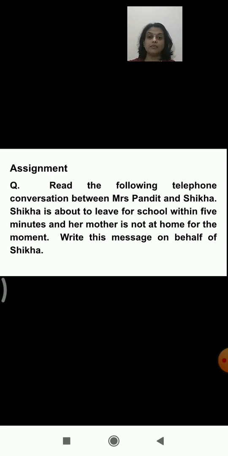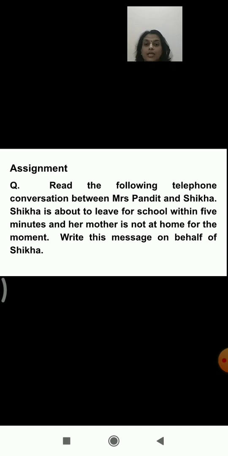Now it is between Mrs. Pandit and Shikha. Now Shikha is about to leave. She has to go for school within 5 minutes. Now she is going to leave for her school. So the mother is not at home at that moment when she is leaving. So of course what she will do? She will write a message for her mother, and whatever information she got from Mrs. Pandit who gave a call, all that information you are going to write in the message, right?